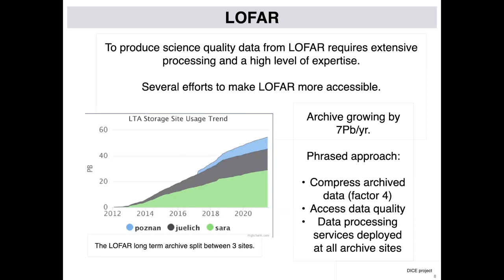We're also trying to assess the data quality. Currently the data is just in the archive and you have no idea if the ionosphere was very active or very quiet during the observation. So we're trying to provide this as a diagnostic so a scientist can be a bit more picky about what data they get. And because the data is split between several different sites in Poland, Germany, and the Netherlands, we're trying to provide local access so that you don't have to move these very large data sets around, because that's obviously very time consuming and unnecessarily expensive.